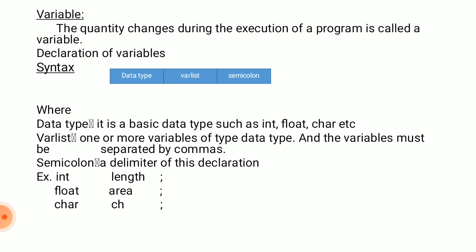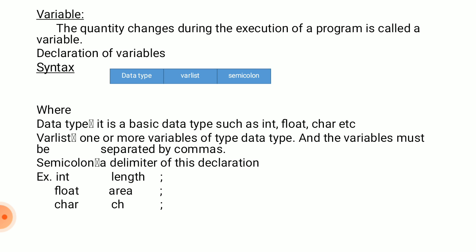Each variable in C has a specific type, which determines the size and the layout of the variable's memory, and the range of the values that can be stored within that memory. Whatever data you are declaring or manipulating will be stored in the variable, so that you can access it as and when we require. So, what is a variable? It is a quantity that changes during the execution, during the running of the program.